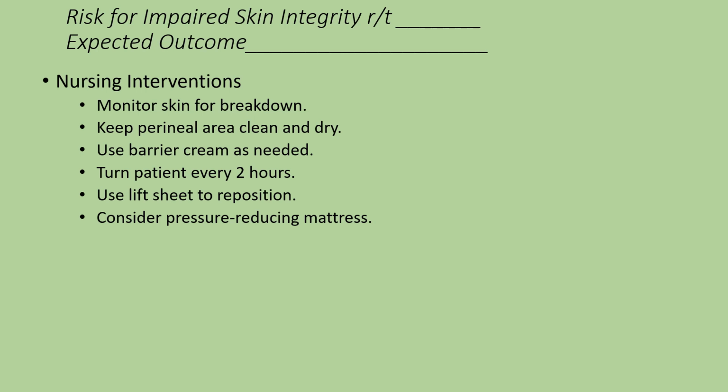Turn and reposition the patient every 2 hours or more often, because pressure impairs circulation and increases risk of breakdown. Use a lift sheet to move the patient in the bed to avoid damage from friction and shear. We have already been through this in the beginning of the semester. Consider the use of a pressure-reducing mattress if the patient cannot be out of bed for prolonged periods. This helps reduce pressure but does not eliminate the need for repositioning the patient every 2 hours. If breakdown occurs, contact a healthcare provider or wound care specialist to obtain treatment and recommendations.